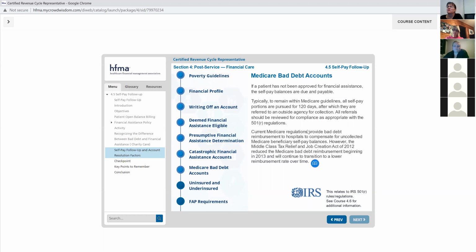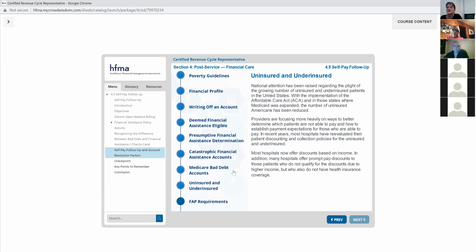And then, of course, we have our underinsured and uninsured patients. I think we're seeing more and more underinsured patients versus uninsured because of the ACA. The uninsured has been reduced. However, we are seeing a lot more patients with very high deductibles on their plans. So be cognizant of that aspect of it and how best to assist the patient in making payments or offering discounts on those liabilities based on income or what have you.